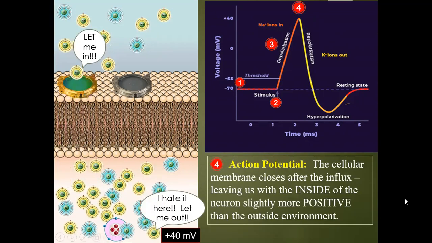We reach that point. This is now point 4. And this is the action potential. When we hit this point, the apex of the curve, the sodium gate closes. So no more sodium ions can get in. And the ions that are inside the neuron are trapped inside. Okay, there is now a polarity differential. It is now slightly more positive inside the neuron than the outside environment. How much more positive? Positive 40 millivolts more positive. Okay, so at the action potential, the membrane closes after the influx, which left us with an inside slightly more positive than the outside.